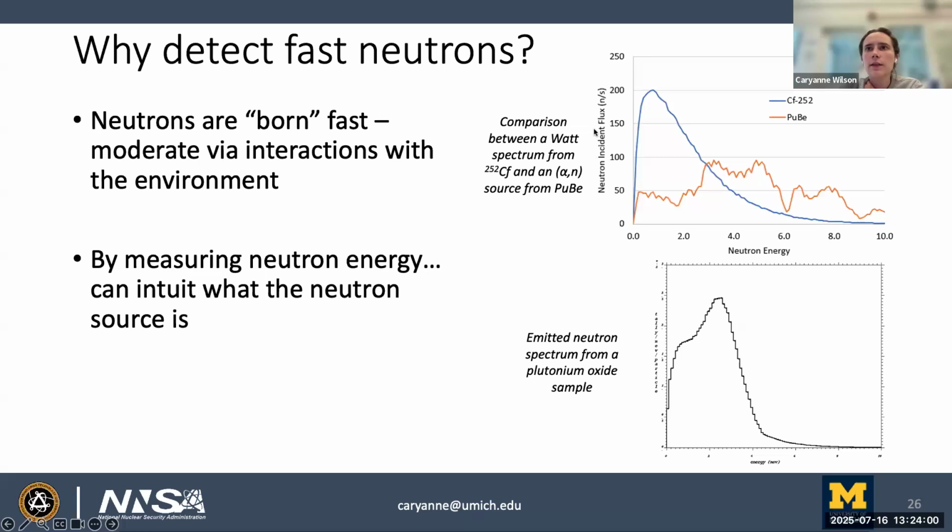If you look at this image at the top right side of your screen, this compares a Watt fission spectrum from a californium-252 source to an alpha-n energy spectrum from a curium source. These two have extremely different spectra. And by looking at those spectra, it really indicates what type of source it is, which is important for many applications, the main one that I work on being safeguards applications.